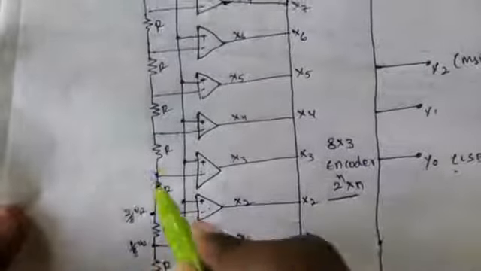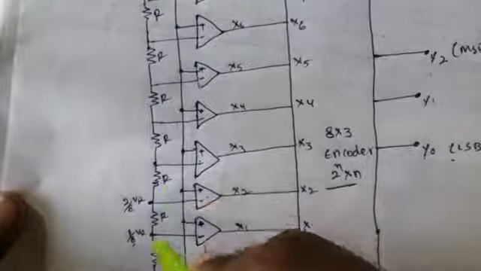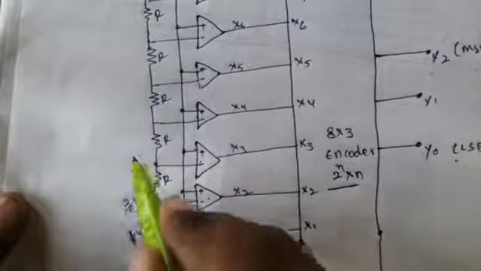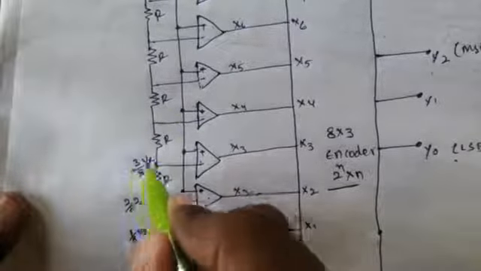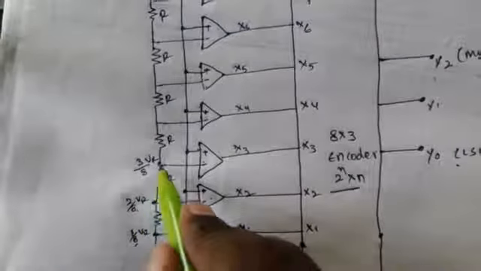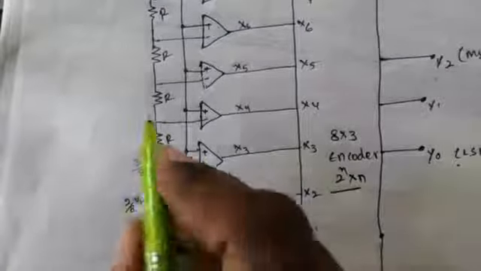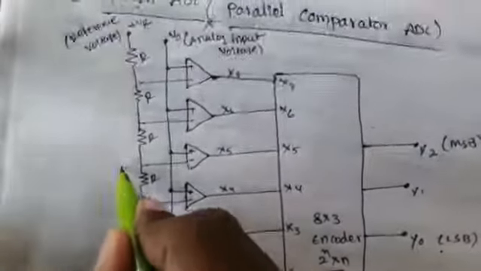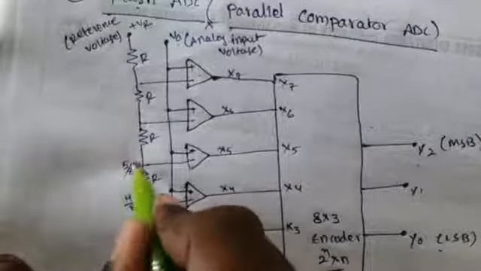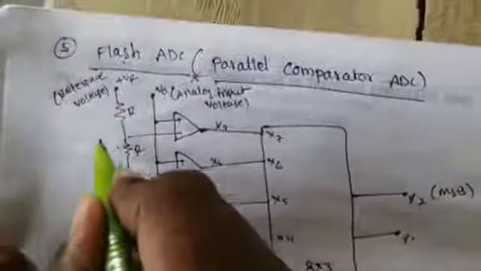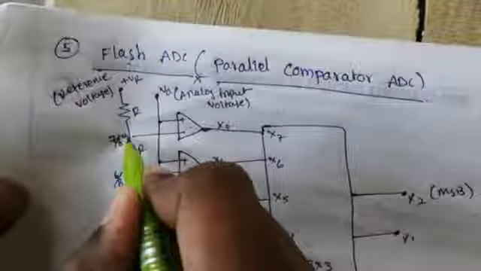After this, how many resistors are there below? 1, 2, 3. So 3 by 8, since 3 resistors are below, out of 8 resistors in total. So the third one of the 8 parts will have that potential applied here. Like here 4 by 8 of the reference voltage, here 5 by 8, 6 by 8, and 7 by 8 of the reference voltage.